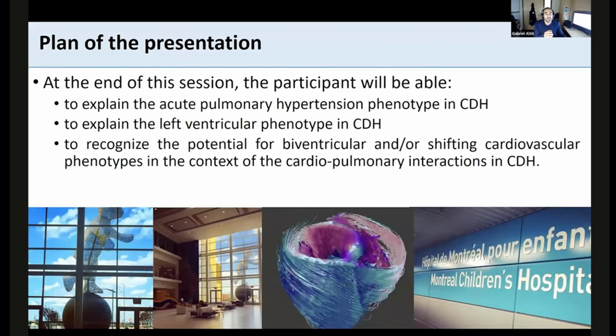So at the end of this session, my hope is that the participant will be able to explain some of the concepts related to acute pulmonary hypertension phenotype, LV dysfunction phenotype, and also recognize some of the shifting cardiovascular phenotypes in the context of the cardiopulmonary interaction, how to address them, and how to implement treatment strategies.